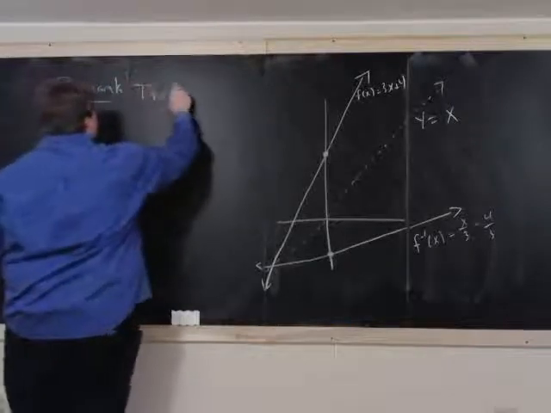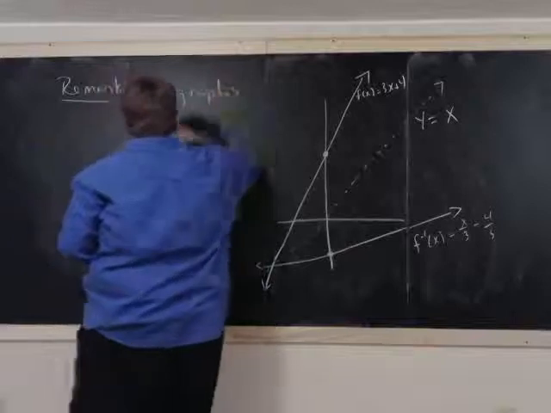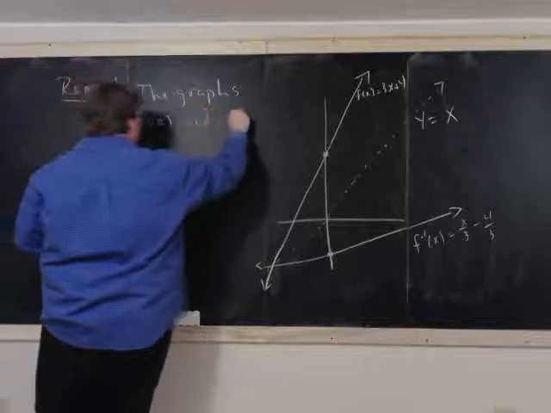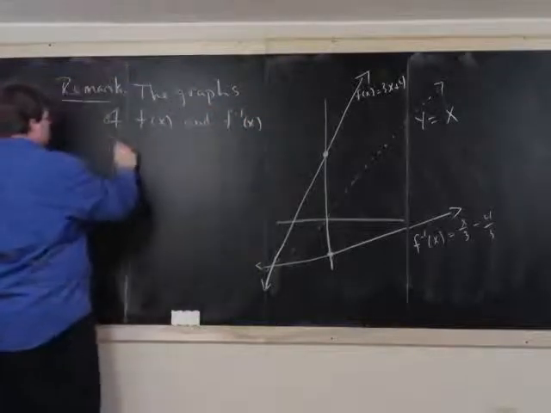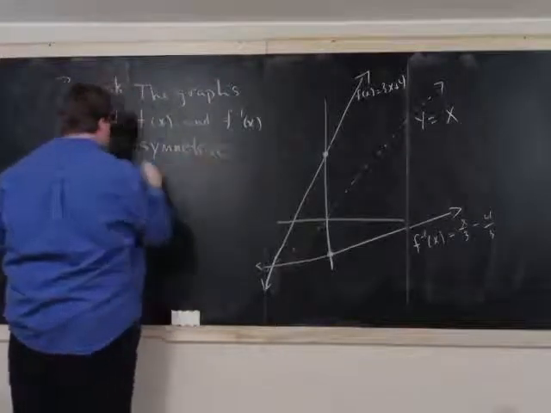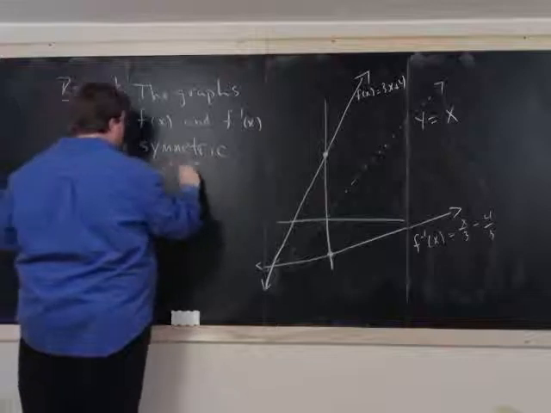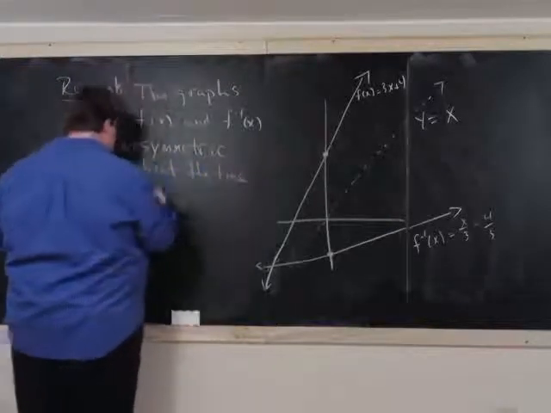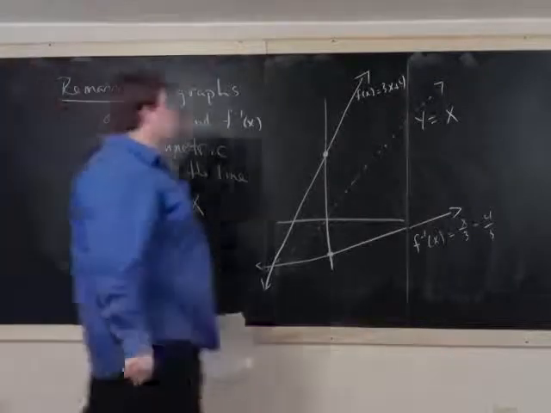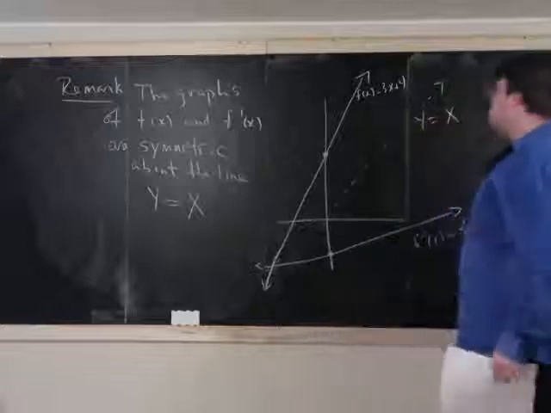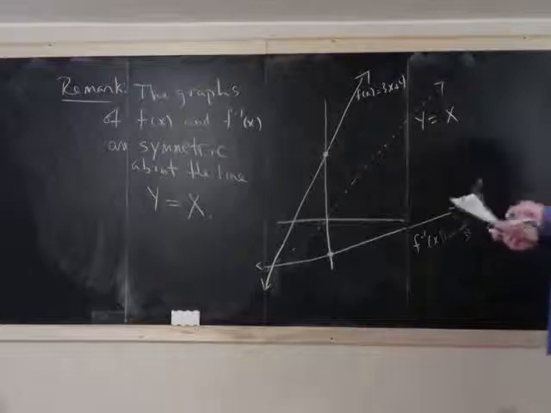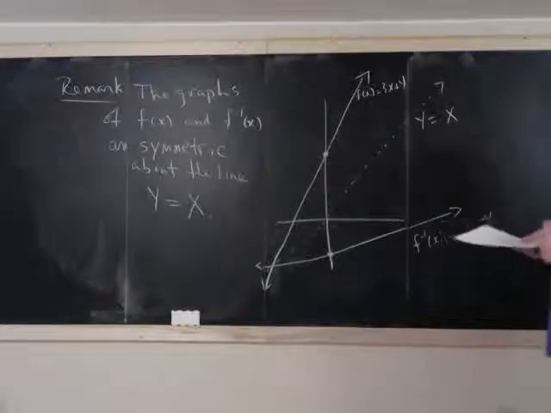Remark. The graphs of f of x and f inverse of x are symmetric about the line y equals x. So if you need to find an inverse function and you have its graph, then all you have to do is reflect it across the line y equals x. Let's do one more example like this.